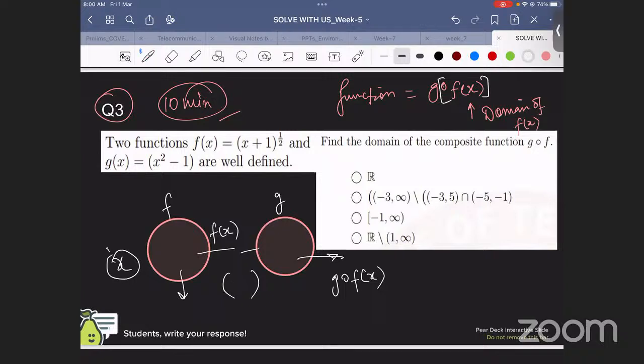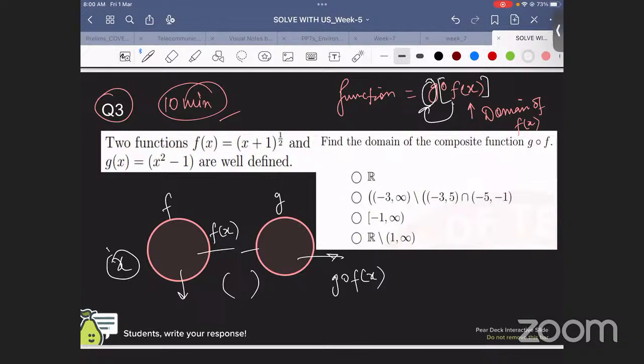Whenever you have g of f(x), that means you have to calculate the range of f(x). That range also should satisfy g of f(x), correct? Whatever values you are getting from f(x) should satisfy this g function. So you have to exclude all those values from the range of f(x) that don't satisfy g(x). Are you getting me?